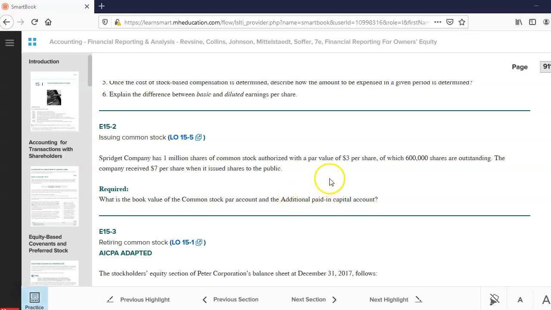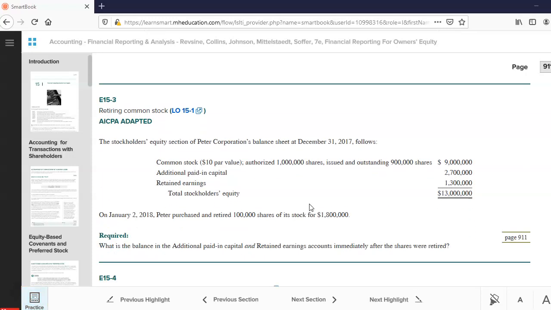And this is very straightforward, but it's $3 per share. And obviously that's times 600,000 shares. So $3 times 600,000 is 1,800,000. So that's the value of the common stock account. And then they sold them for $7 per share. So the difference between 7 and 3 is $4. So 4 times 600,000 is 2.4 million, 2,400,000. So 1.8 million for common stock, 2.4 million for additional paid-in capital. Total equity is $7 times 600,000, which is 4.2 million. So very straightforward question. I don't think anybody will have trouble with those kind of questions.